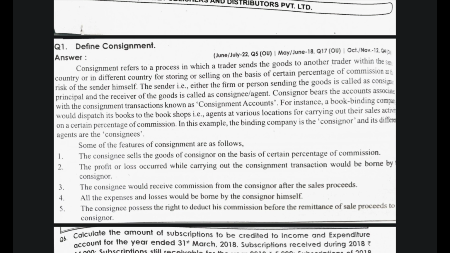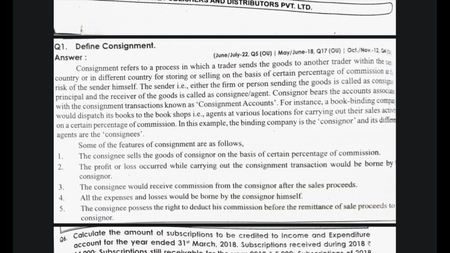The consigner bears the accounts associated with the consignment transaction, known as the consignment account. In the consignment account, who will bear that account? The consigner will bear the account. For instance, a book binding works would dispatch books to bookshop agents at various locations. So if a company's book binding works sends the books to different shops, those persons will sell the books on a commission basis.